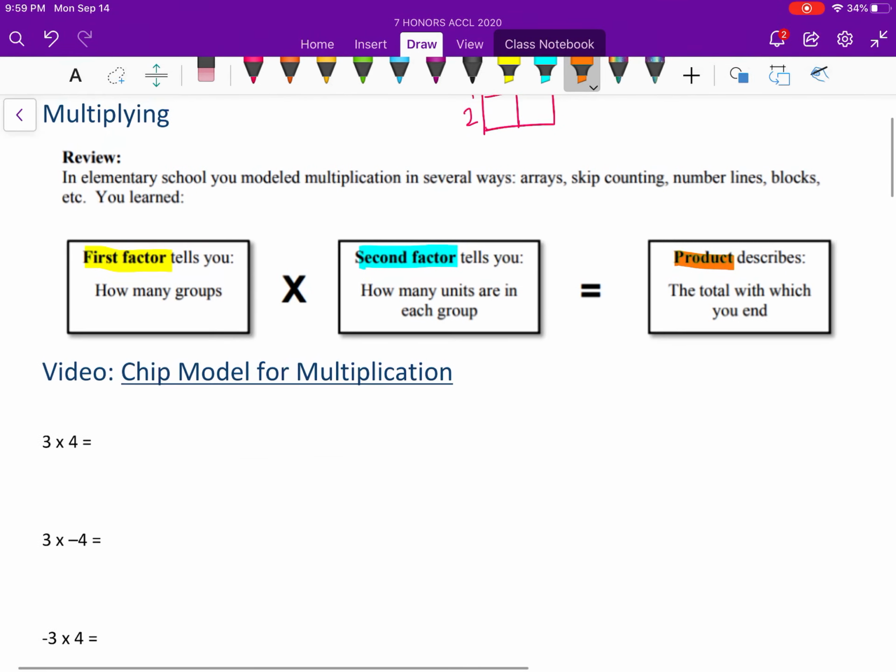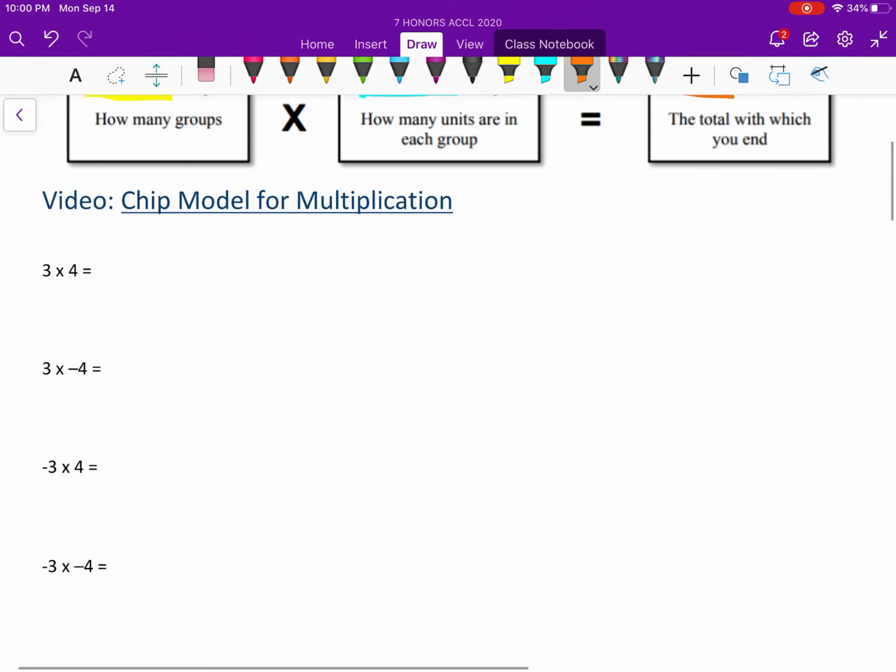Now, I have a video clip, okay? And if you're in the notes on Canvas, you can just click right there and you can watch the chip model. Right now, I'm just gonna go over it in person. So, in class, we're gonna use chips that have a yellow side and a red side, okay? Yellow means positive, red means negative. And each chip stands for 1. So we're going to go ahead and look at this.